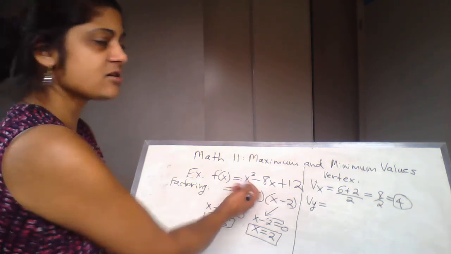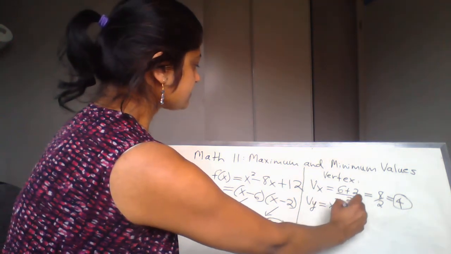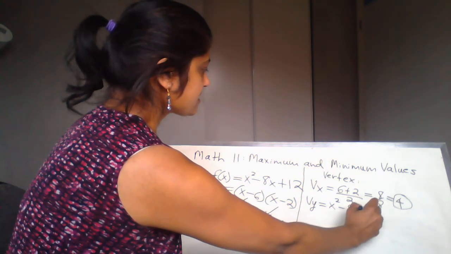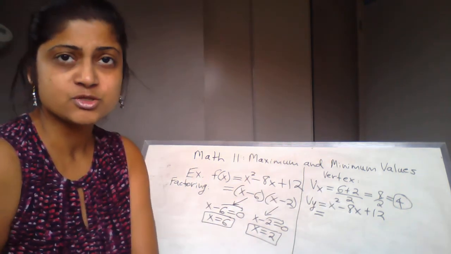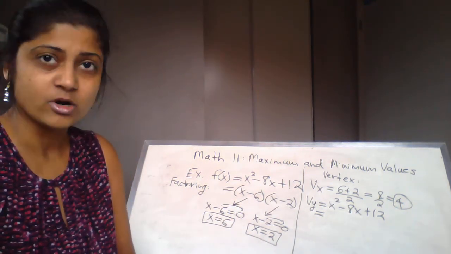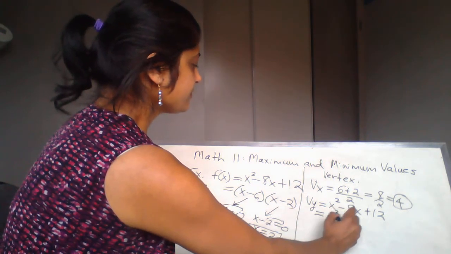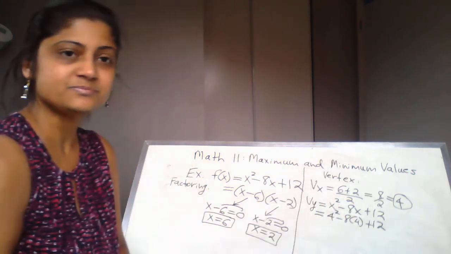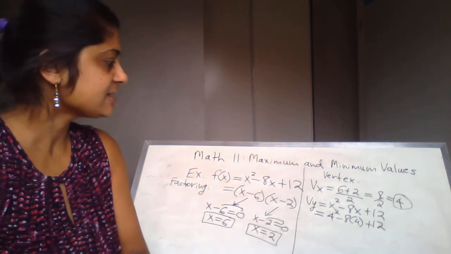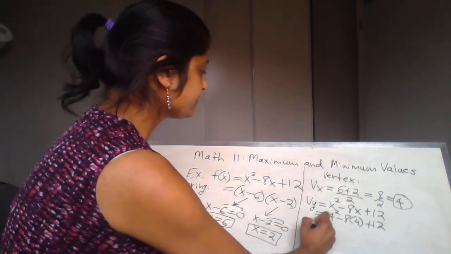Okay, so this is our original equation right here. I'm going to write it out one more time: x squared minus 8x plus 12. What we are plugging in for the x value is the 4 that we solved for here. So I'm going to put 4 squared minus 8 times 4 plus 12, and this is enough actually for you to find the final answer.